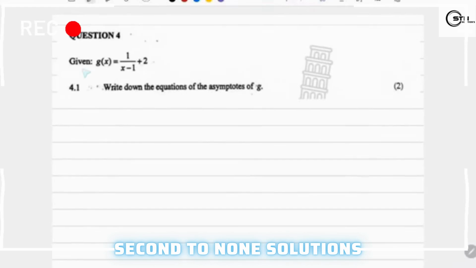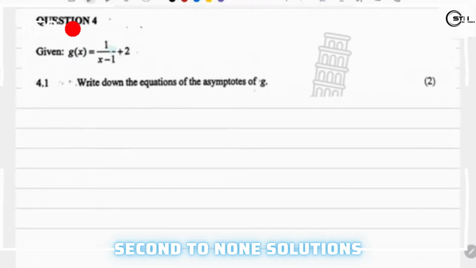On question 4, it says, given g of x is equal to 1 over x minus 1 plus 2, we have to write down the equations of the asymptotes of g. Okay, so it's only for 2 marks. The asymptotes of g, you have a vertical asymptote and a horizontal asymptote.